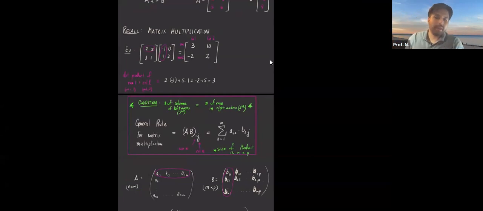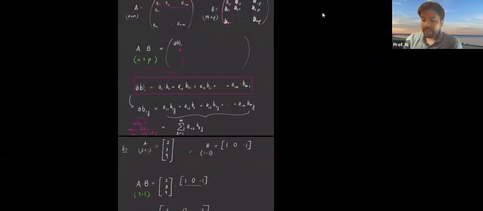In order to multiply two matrices, you have to be consistent with the number of entries of the columns and the number of rows. So the number of columns in your left matrix has to coincide with the number of rows of your right matrix in order for matrix multiplication to even be feasible. And we saw that in detail.